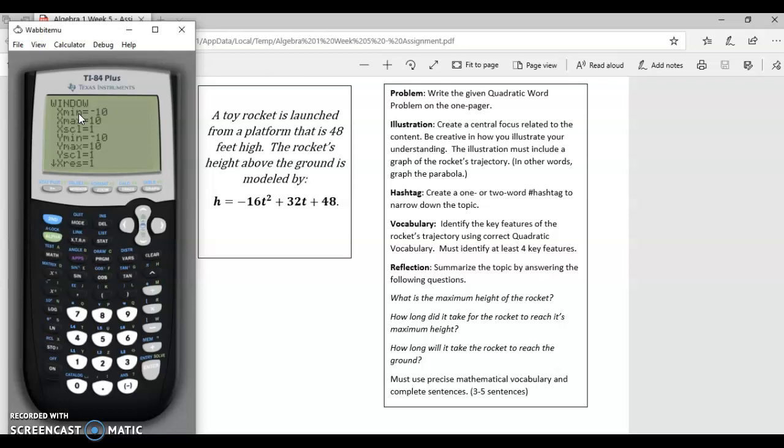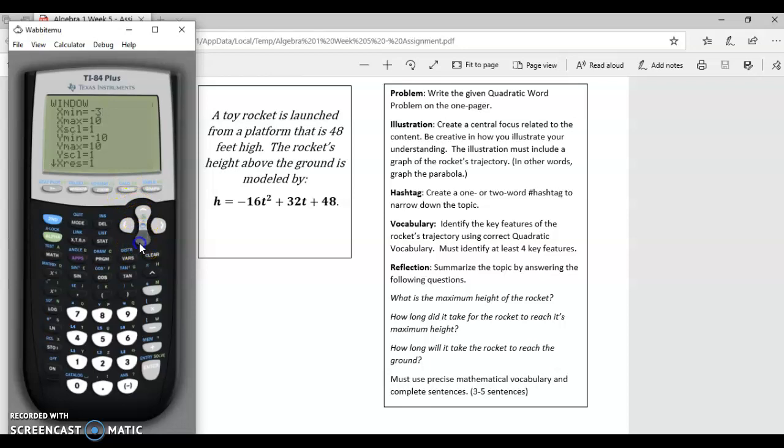And since I can't have negative time, I don't care a whole lot about that. So I don't need it to go to negative 10. I might change it to negative 3, or we could maybe even do it a little bit smaller. But I want to have a little bit of space so that I can still see that y-axis.